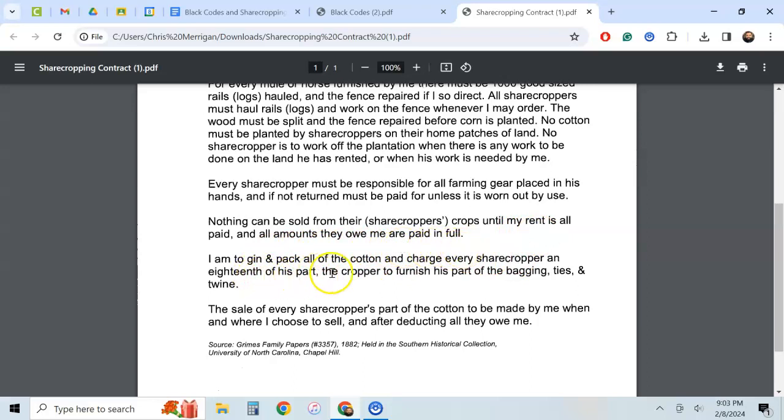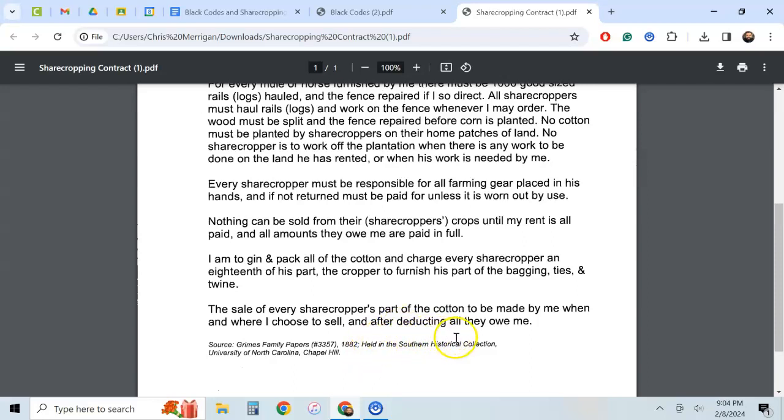I am to gin and pack all the cotton and charge every sharecropper 1/18 of his part. The cropper to furnish his part of the bagging, ties, and twine. The sale of every sharecropper's part of the cotton to be made by me when and where I choose to sell, and after deducting all they owe me.